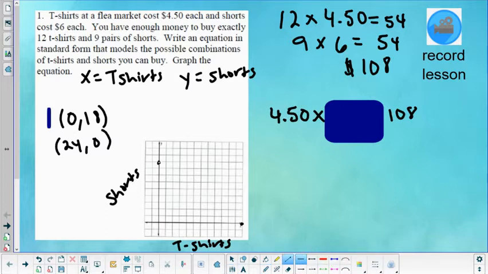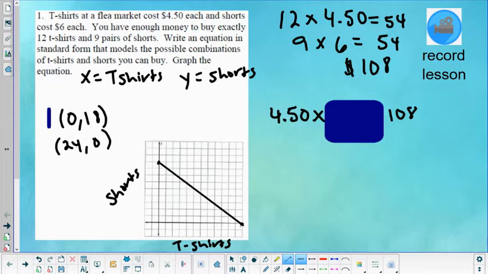And this represents all of the combinations. So it's a little hard to tell because our graph is really tiny. But I see a point right here, and that looks to be about 2, 4, 6, 8, 10 t-shirts, and 2, 4, 6, 8, 10, 12 shorts.